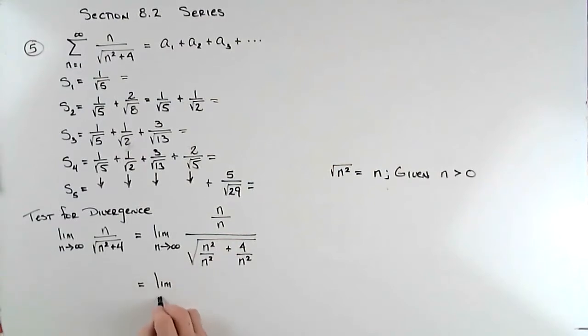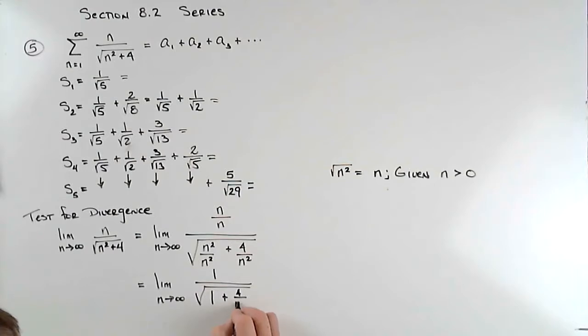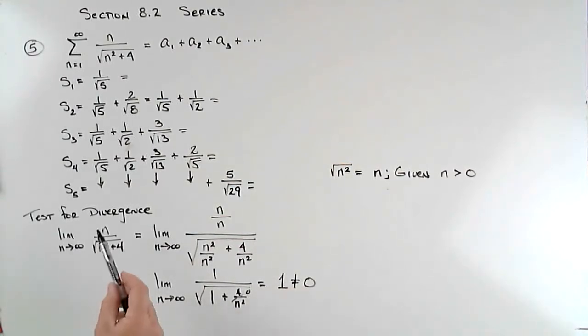The limit as n approaches infinity of 1, n divided by n. This is going to be the square root. n squared divided by n squared is 1, and this is 4 over n squared. Now, when we evaluate that limit, this goes to 0, and we end up with 1, which is not 0. Therefore, by our test for divergence, since the limit of the general term is not 0, we know this series diverges.